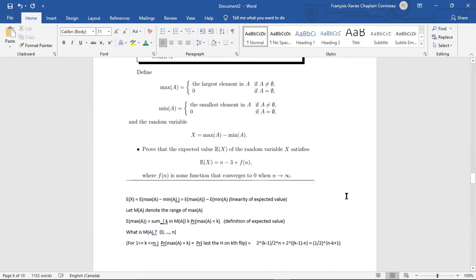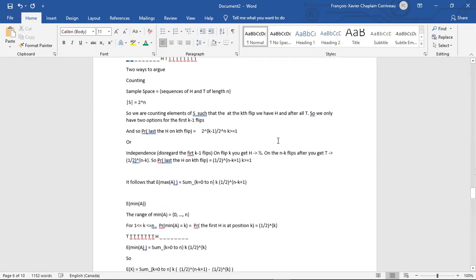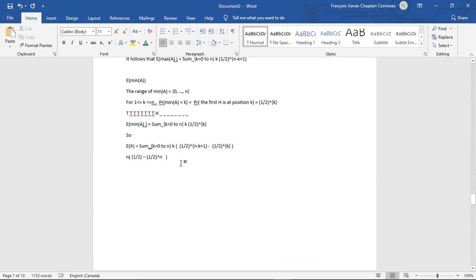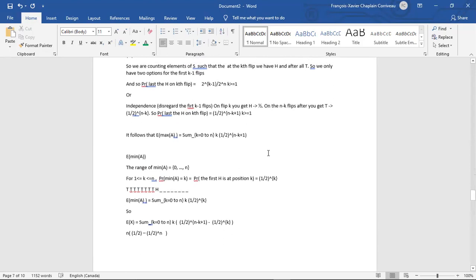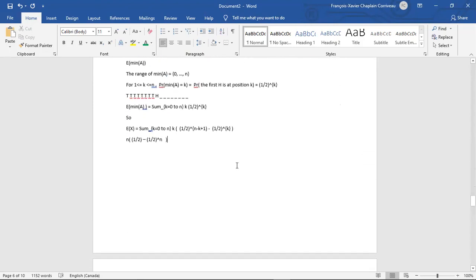So again, the idea is to just have something this is true, and this f of n can be any function that converges to 0 as n grows bigger. Okay, so what next? I want a minus 3. So how would I get a minus 3 here? So here, what do we have? What does this look like? This looks like n over 2 minus n over 2 to the n.